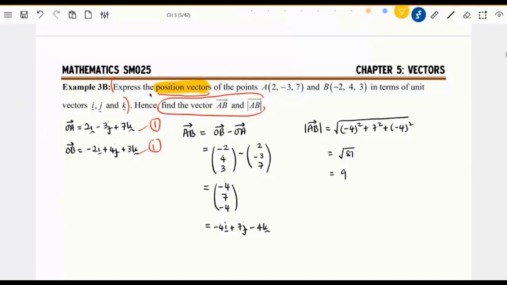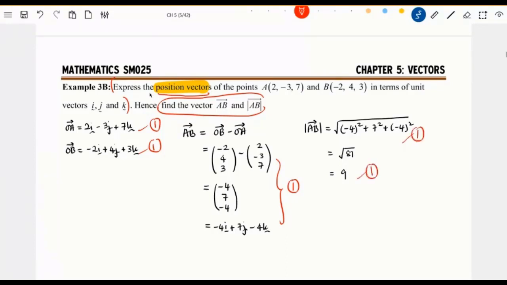Okay, and then hence find the vector AB. So yang belakang tolak depan. So we're gonna have this one will be 1 mark. Make sure find the answer in terms of I, J and K. And then the magnitude, we get this one 1 mark, this one 1 mark.